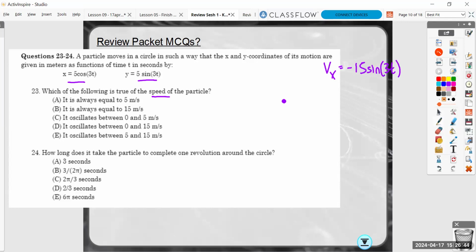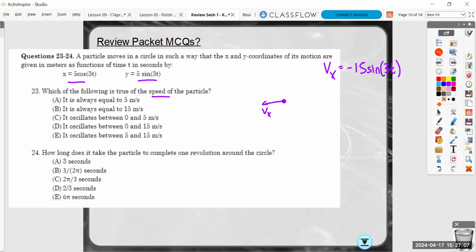sine 3t. We're going counterclockwise. It depends on what time it is. It will be going around like that. So it's got an x velocity. Maybe its x velocity is that way. I don't know. All right.